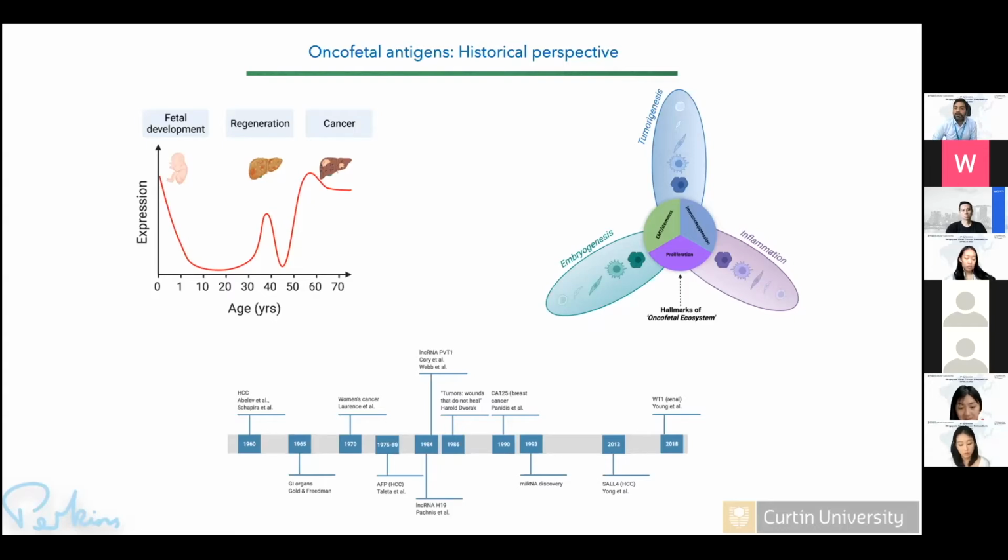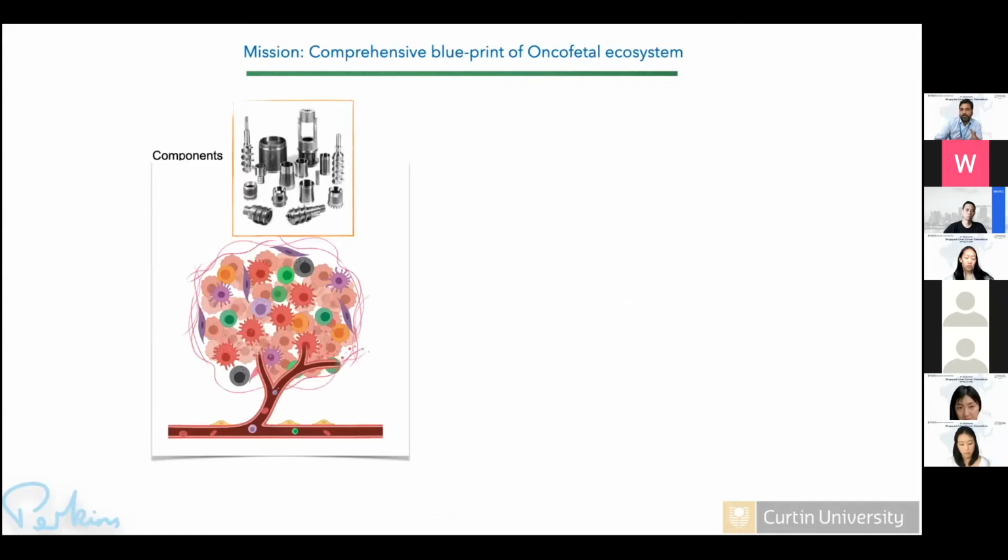One very famous example of an oncofetal gene is AFP, as the name suggests, alpha-fetoprotein. But as we know, the oncofetal theme is not only limited to proteins or antigens; a lot of long non-coding RNAs such as H19, and microRNAs, are also oncofetal. I'm not going into those details, because what we are trying to understand is the environment perspective.